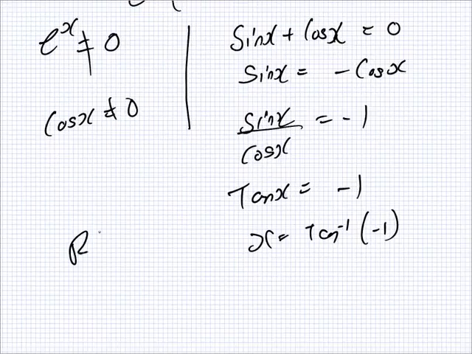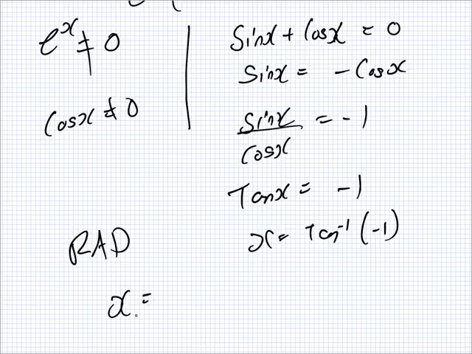So in radian mode, what do you get? I think you get minus pi over 2. No, minus pi over 4. Yeah. And how do you get the second answer for tan? Not that one, that's for cos. How do you get the second answer? That's it. Pi plus this answer. So this will be 3/4 pi.